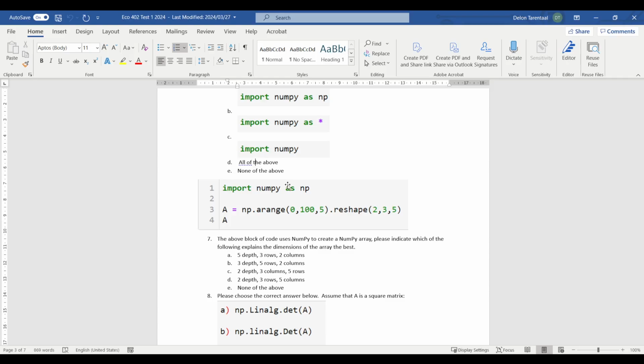What's 2 times 3 times 5? What's 100 divided by 5? Yeah, so it's none of the above because I'm trying to reshape 20 elements into a space of 30. So it's going to give me an error. If you don't know the answer, you see. Are we all happy with that? Can you re-explain it, sir? Okay, so how do I determine the number of elements that's going to be created by NP arange?